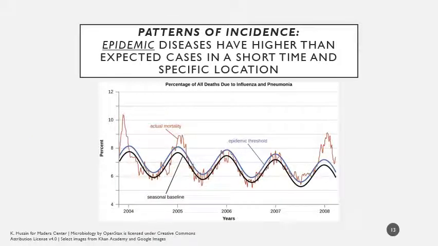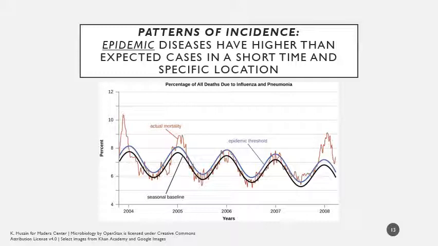Another pattern of incidence is an epidemic. So again, remember that's a higher than expected number of cases in a short time in a very specific location. This plot is showing the percentage of deaths. So it's not necessarily showing incidence, but it's showing mortality. And this is showing influenza and pneumonia associated with influenza. And remember that the flu is seasonal.